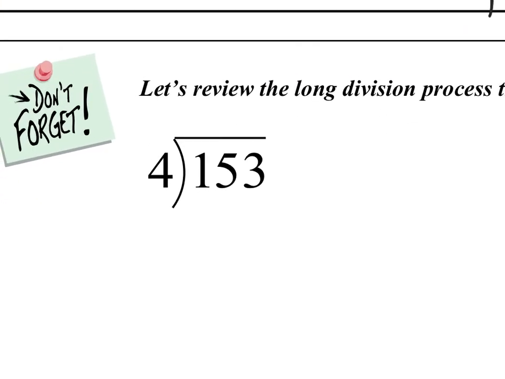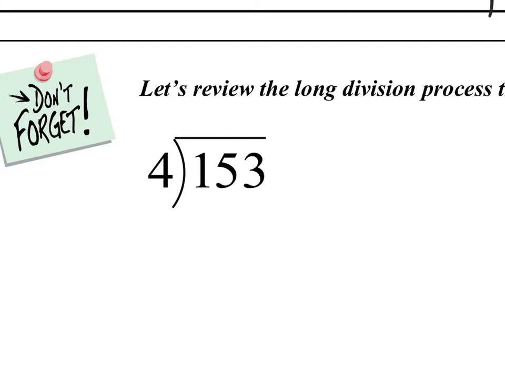So if I want to divide 153 divided by 4, remember what's being divided is underneath the bar here, and what we're dividing by is outside. This is called the dividend, and this is called the divisor, okay? Dividend is what we're dividing, divisor is what we're dividing by. You're not going to see those lines anymore, but that's okay.